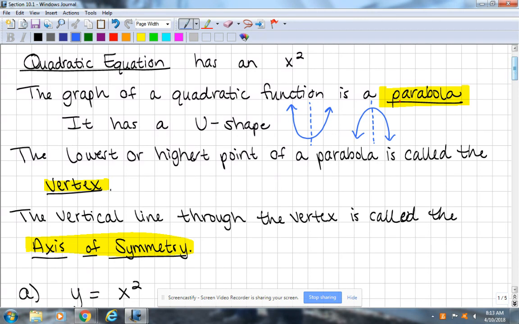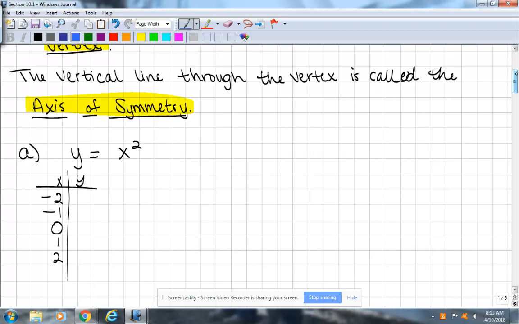We're going to talk lots about axis of symmetry in section 10.2. We're going to start by just practicing graphing parabolas, and we're going to graph parabolas first by making a table. Remember, when we have a table, we have x and y values, and we put them together and we get ordered pairs. Then we're going to graph our points, and we're going to graph our U-shaped parabola.